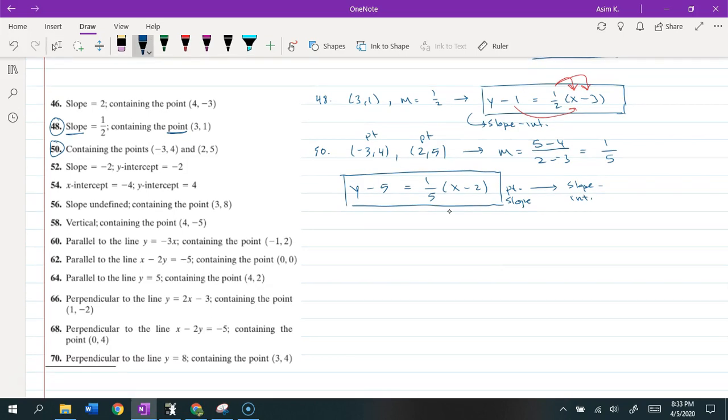Number 52, all right? This one's interesting. It is probably the easiest one, I would say, on this whole set. Now you've been given a slope, all right, you have a slope of -2, and you have a y-intercept. You have a y-intercept of -2, all right?